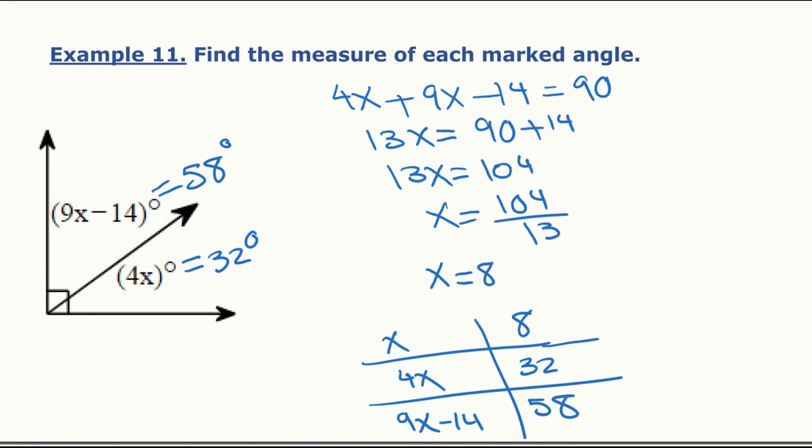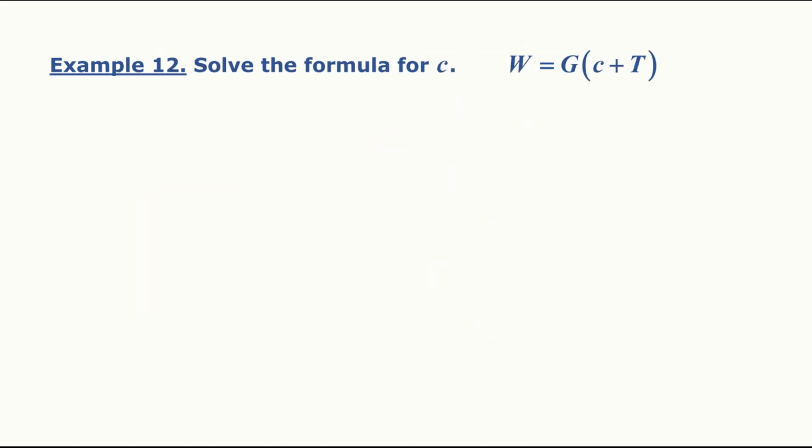All right, so for this problem, we want to solve this formula for the variable c, and that's lowercase c. So we handle it very much the same way as any linear equation. We notice that the c is trapped inside the parentheses, so we go ahead and distribute. So we get w equals gc plus gt.